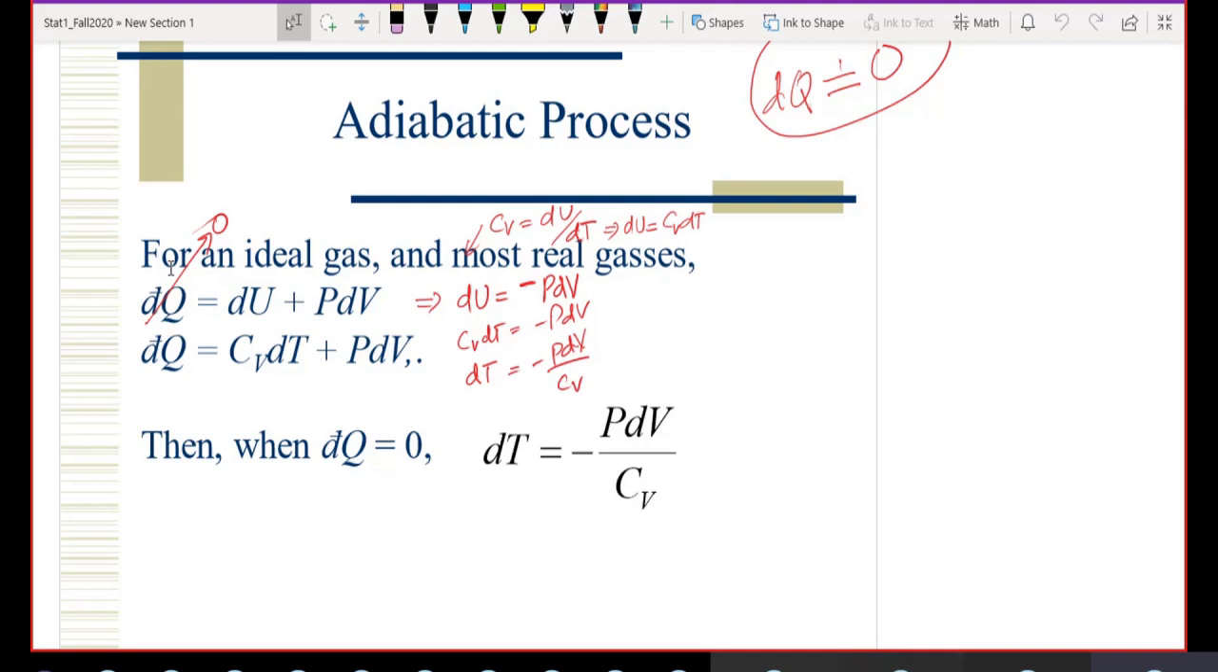Okay, you understood what I did here? It's easy, no? You just manipulate these equations, the first law, and then you put in the definition of heat capacity at constant volume, and then you get this equation, dT equals minus P dV over Cv. This is pretty straightforward. It's easy.